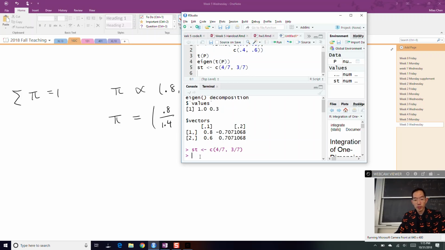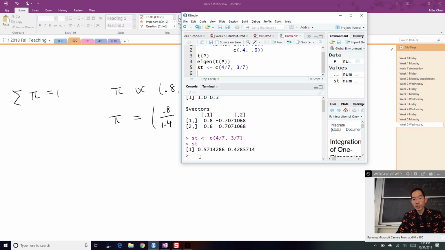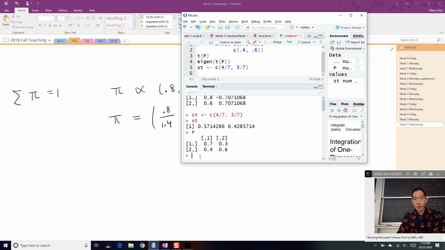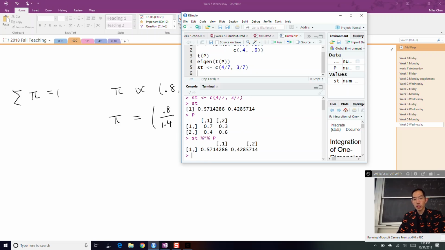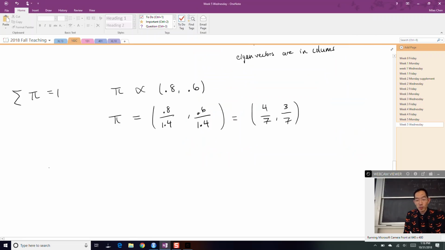Okay. So here's my stationary distribution. Here's P. And we can see if indeed the stationary distribution times P gives me exactly the same thing back, right? So the stationary is 0.5714 and 0.4286. When I do the stationary distribution times P, I get 0.5714 and 0.4286. So indeed we see the stationary distribution times the transition matrix P gives us pi back, right?